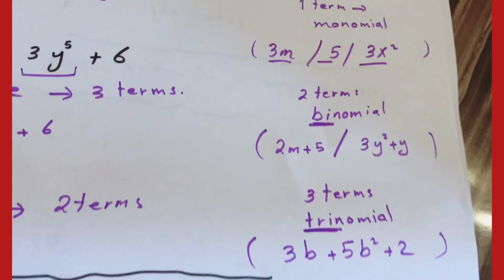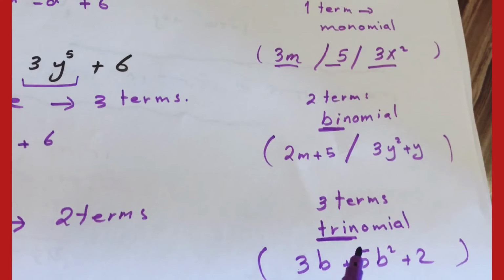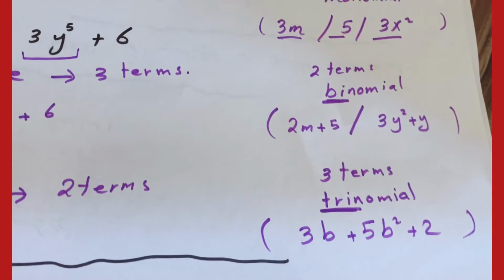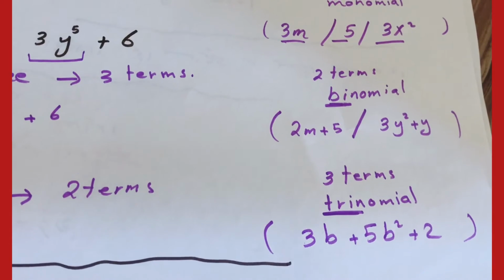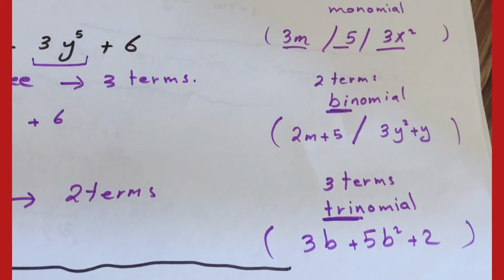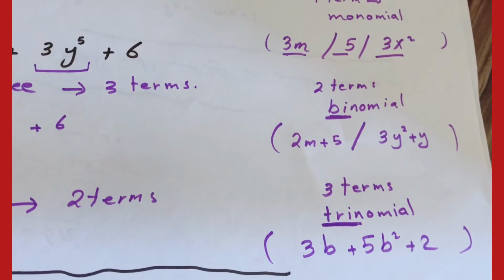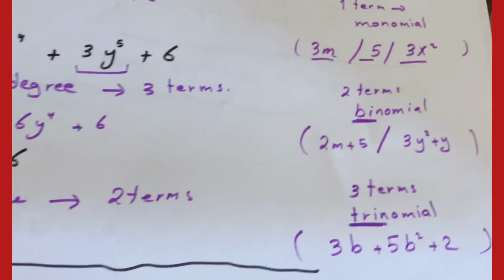So we only have three special names: monomial, binomial, and trinomial. If it's more than three terms, we just say four terms, five terms, six terms. There is no special name for polynomials with more than three terms.